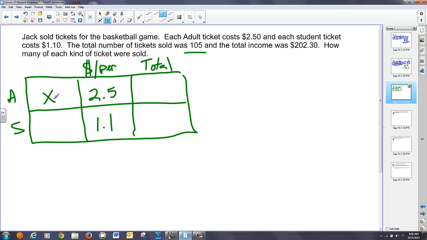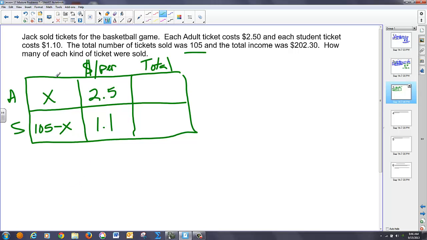Now, if I have 105, think about it. What if I had 5 adult tickets? Then I'd have 100 student tickets left. How did I get that? I subtract what I used from what I had, and I have what's left. If I had, let's say, 10 adult tickets sold, I'd have 95 student tickets, etc. So if I have X adult tickets, then I have 105 minus X student tickets sold. So that's the trick on this problem. Neither one is 105. It's 105 in total. And if I add these two quantities up, X plus negative X is 0, and I have 105 total tickets.